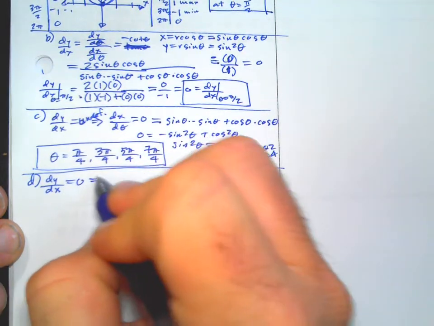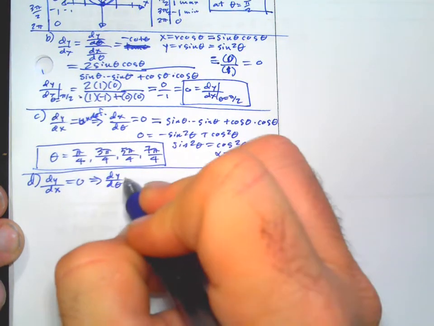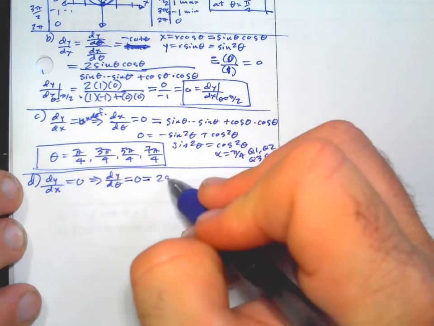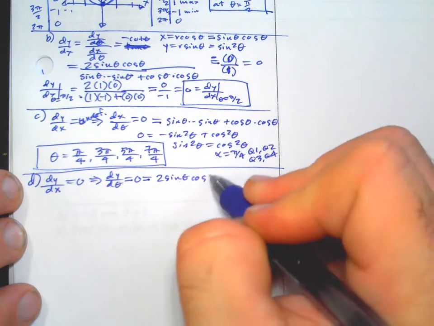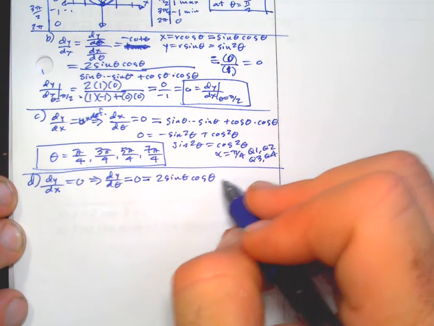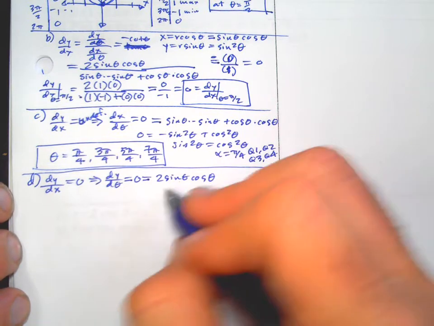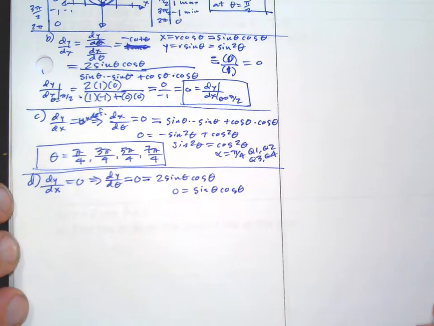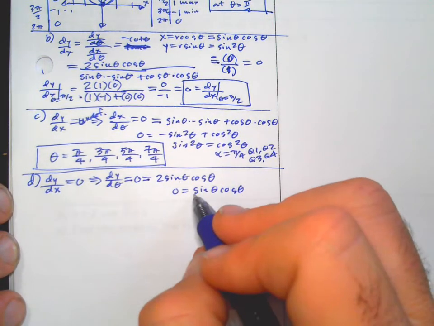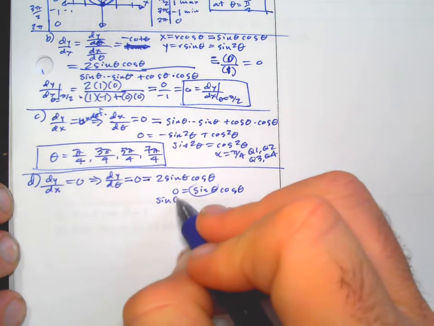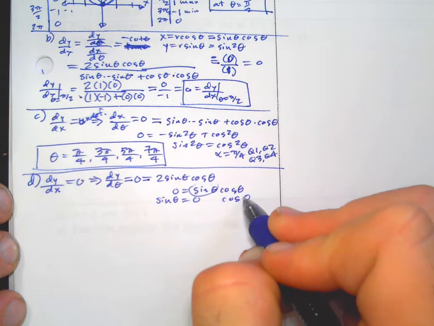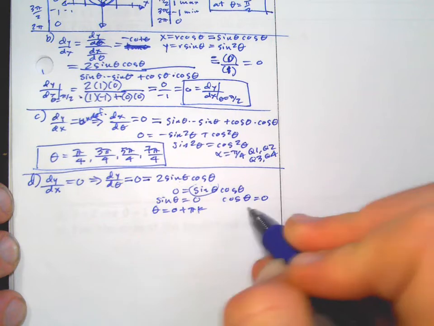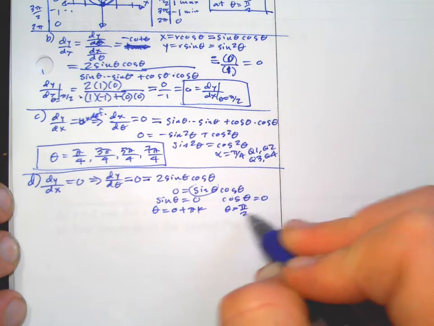Horizontal is 0. And that's when dy/d theta equals 0 at the top. Derivative of the top is going to be 2 sine theta cosine theta. Right? And so you divide both sides by 2. It's going to be when is this equal 0? Well, it could be when that equals 0, right? Or it could be when that equals 0. So this is going to be theta equals 0 plus pi k. It's going to be theta equals pi over 2 plus pi k.